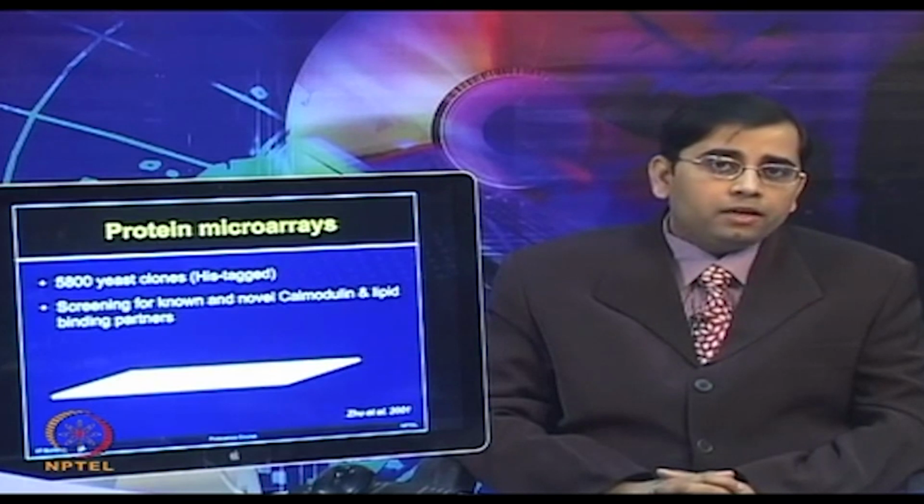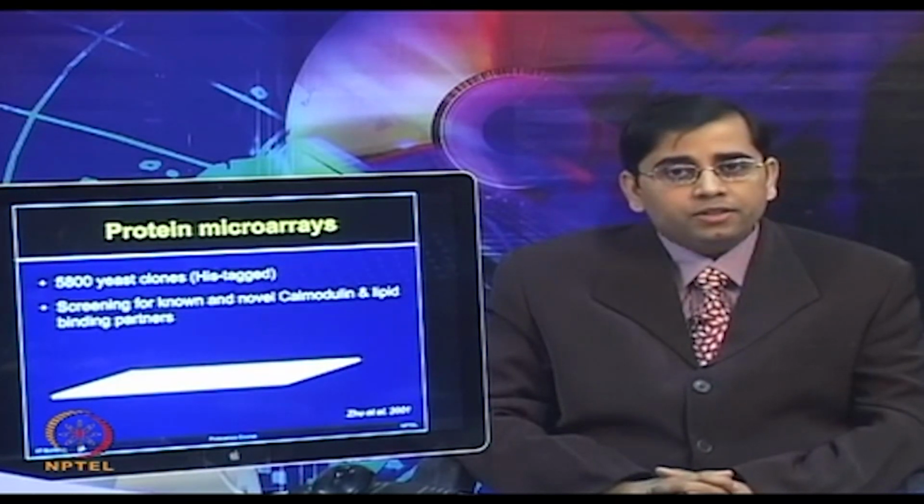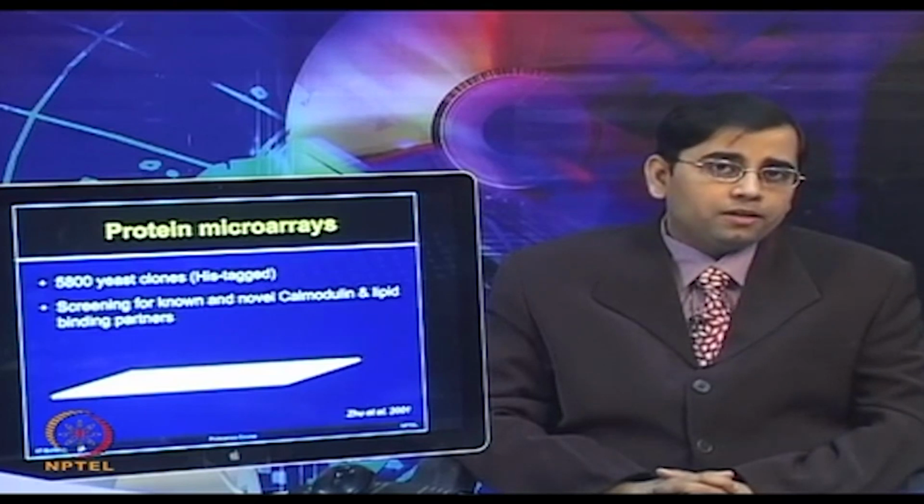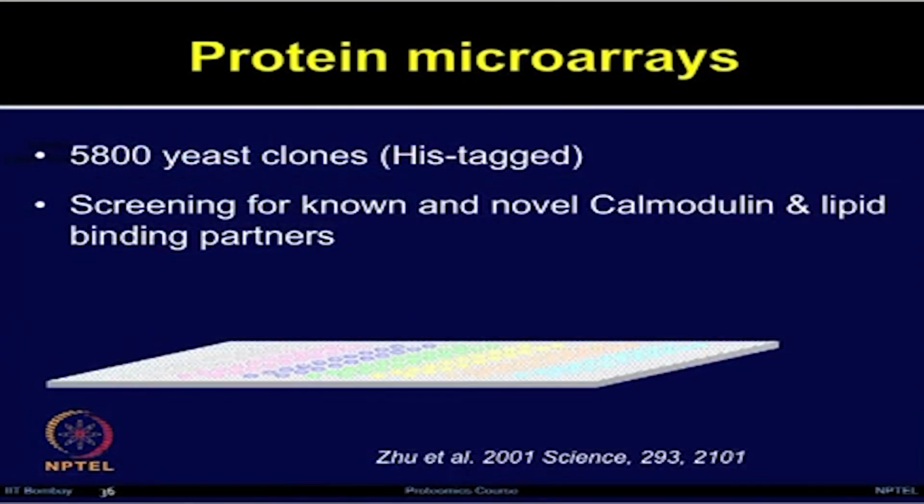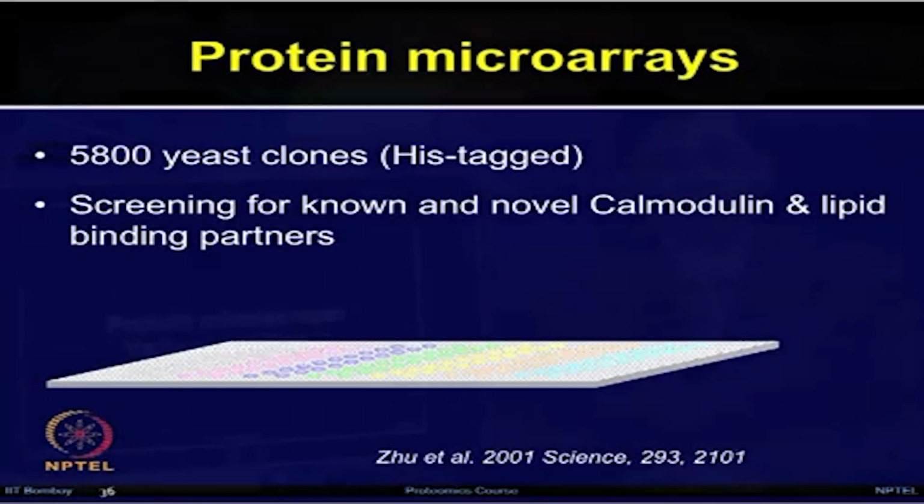So, another group, in Mike Snyder's lab, started doing the yeast proteome chips, and they used 5800 yeast clones, which were histidine tagged, to screen for known and novel calmodulin and lipid binding proteins. Now, this was a full scale yeast protein array, and in 2001 it showed the potential of these chip technologies for studying protein interactions and other functional applications.